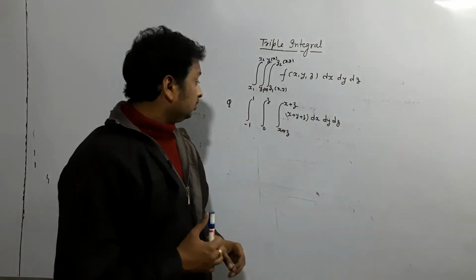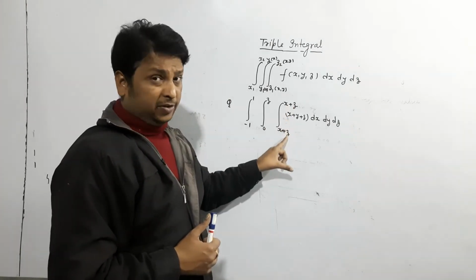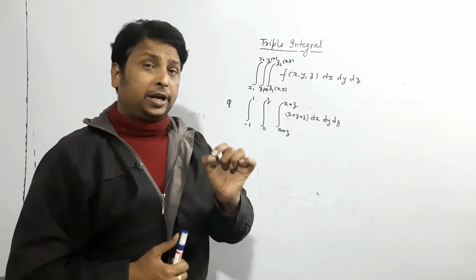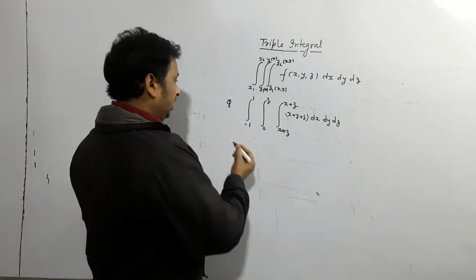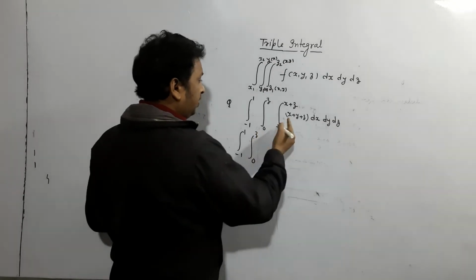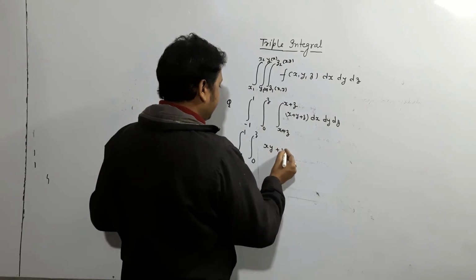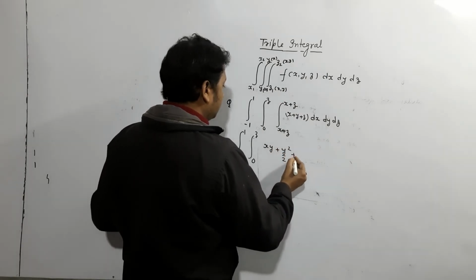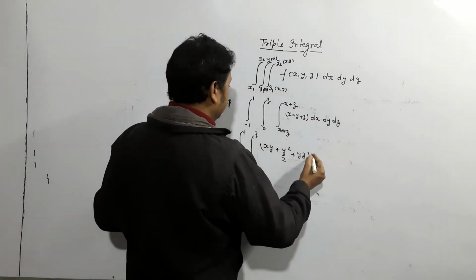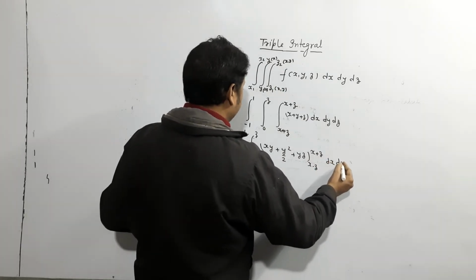So how do we do it? See, here x and z variables are present in the first limit. It means the y limit is given first, so first we have to integrate with respect to y. Integrating with respect to y, x and z are constant. So this is xy plus y square by 2 plus yz. The limit is x minus z to x plus z, dx, dz.